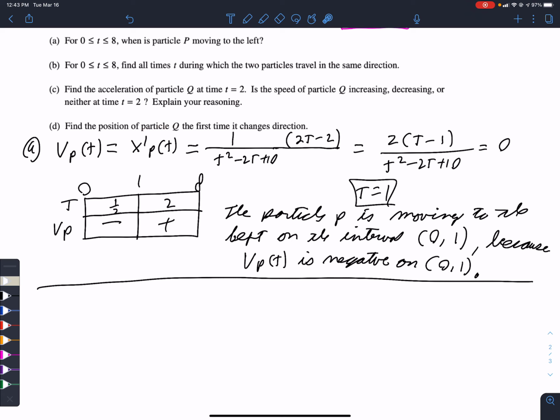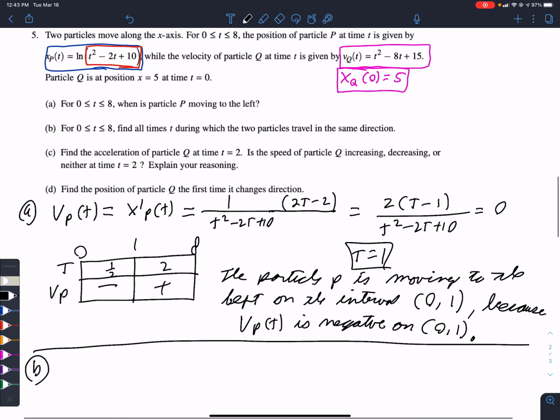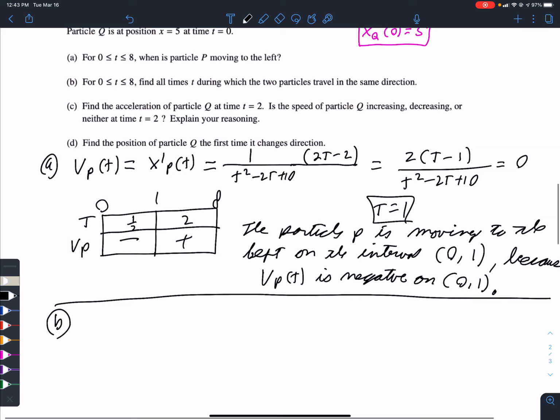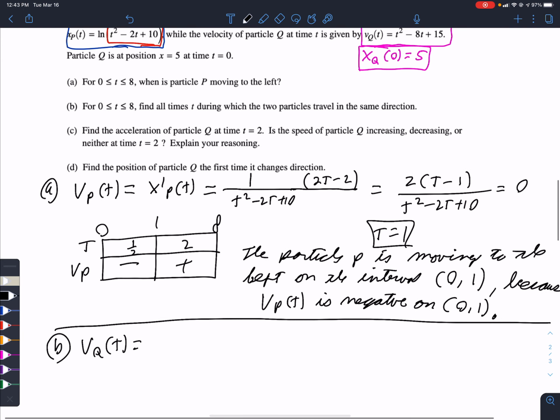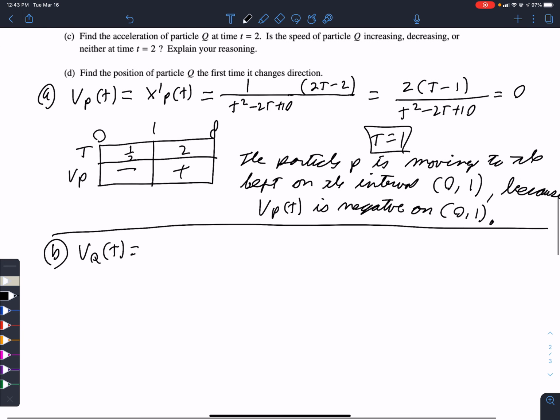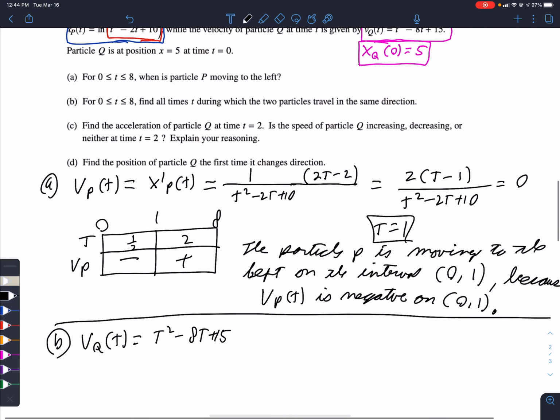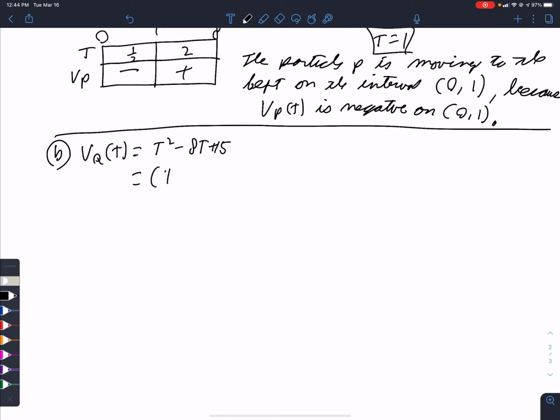Okay, so for part B, they're a little nicer. You already have the velocity for part B. And they want to know when the particles are traveling in the same direction. So you know the first one is going to the left from 0 to 1 and to the right from 1 to 8. Now you have to find out Q. What's happening with Q? This is given as t squared minus 8t plus 15. That is nice and factorable. T minus 5, t minus 3.